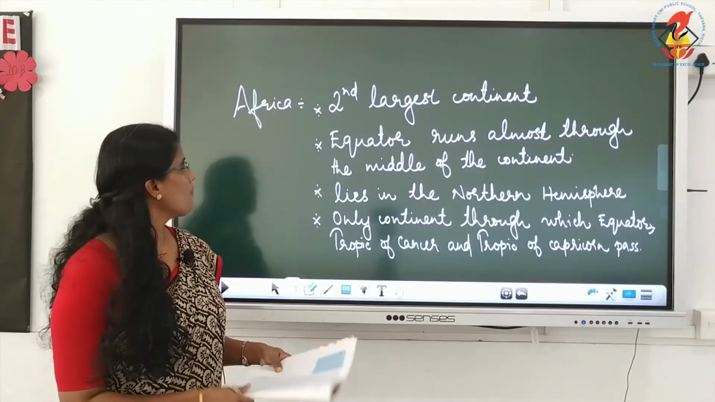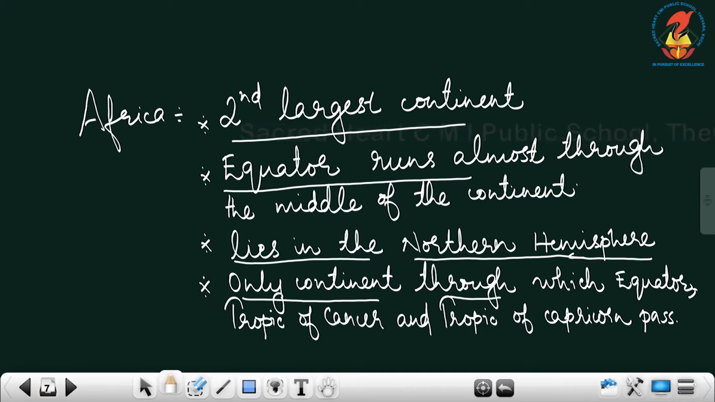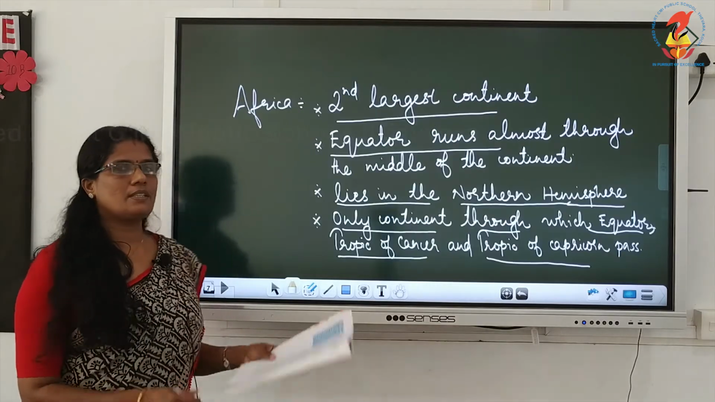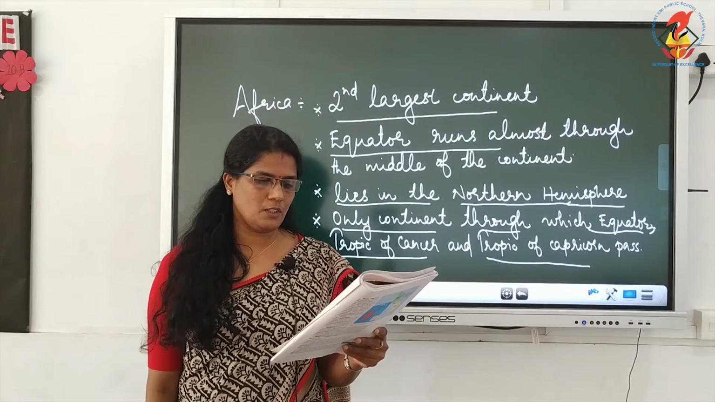Underline, children: second largest continent, the equator runs through this. Then it lies in the northern hemisphere. It is the only continent through which the important parallels, equator, Tropic of Cancer and Tropic of Capricorn, pass. Clear? So Africa is the second largest continent. You have to underline 3 points from this paragraph.